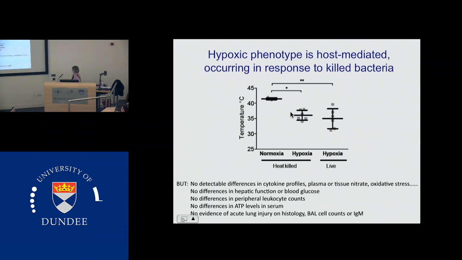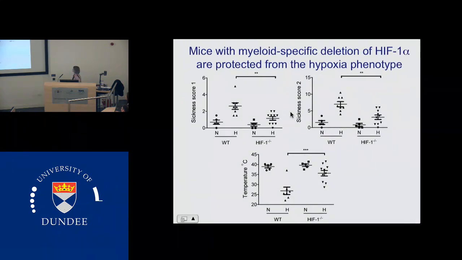And we then spent many months measuring everything we could think of: cytokines, nitrates, oxidative stress, hepatic function, white counts, ATP. Importantly, there was no evidence that we were causing acute lung injury in these mice, which was something we thought was possible. So I'm not saying that these are exhaustive because we haven't done every conceivable cytokine at every conceivable time point, but we certainly weren't seeing an obvious explanation for this data.